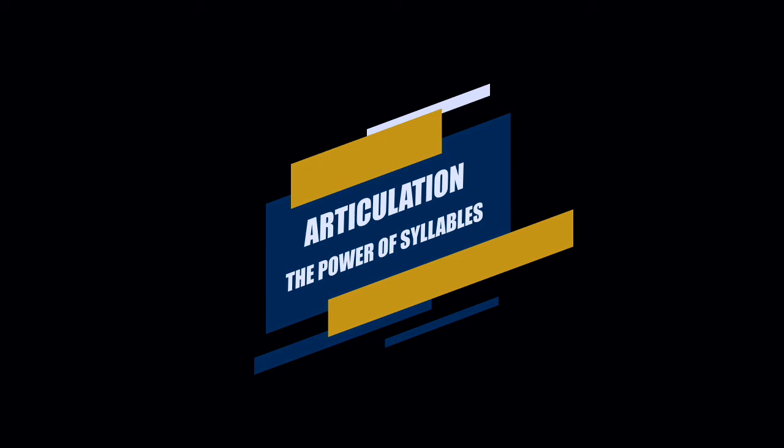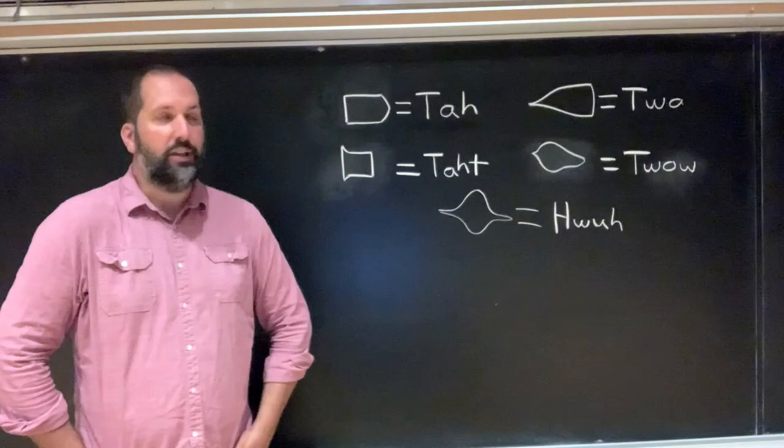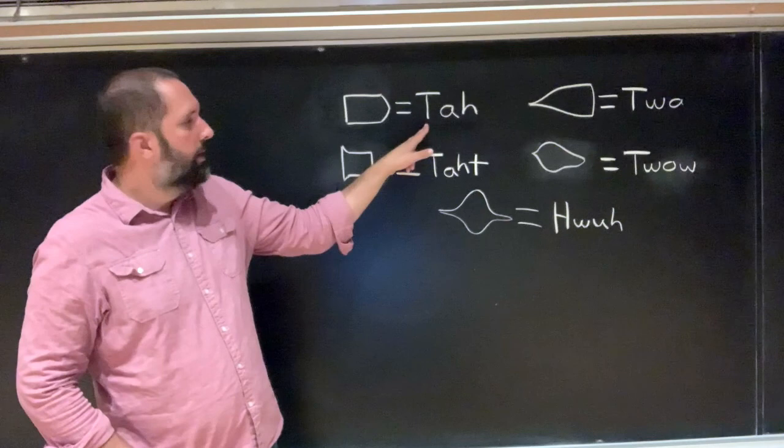So in the last video, we talked about how to create sound on the trombone, but now we're going to talk about how to shape sound, and that process is called articulation. Now, articulation has two parts to it. You've got the attack, which is a consonant sound, and then you've got the sustain, which is a vowel sound.